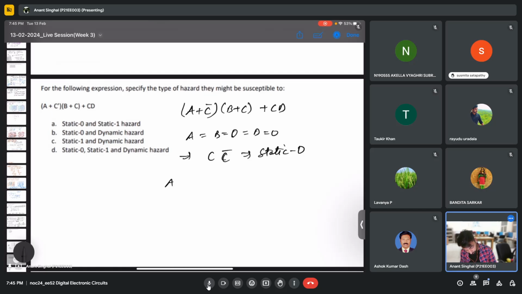If I use A as 1, B as 0, sorry, not A as 1, and then sorry for the glitch, then D as 1. So what I'm getting is C times C complement plus C. This is a dynamic hazard now.